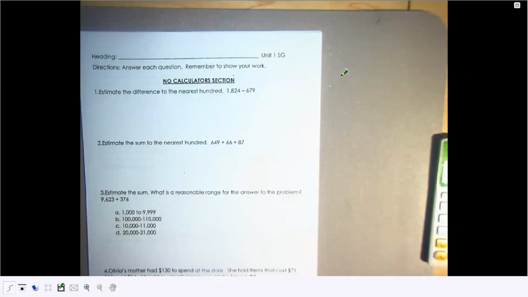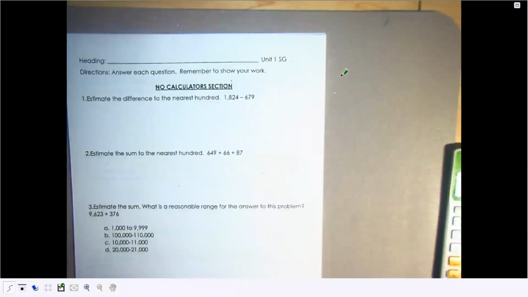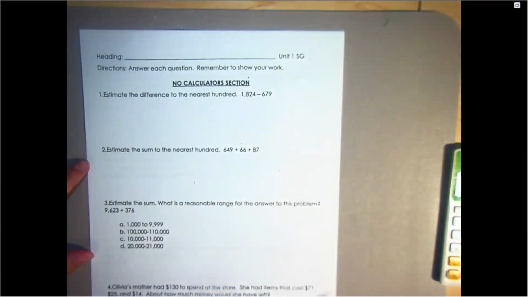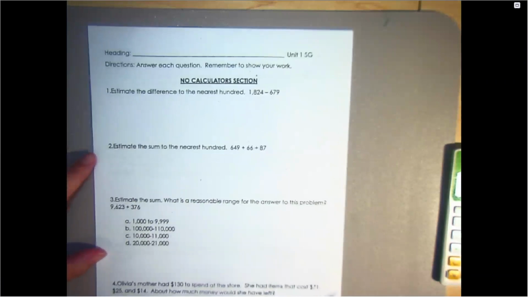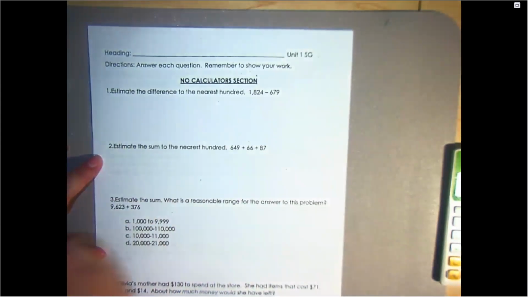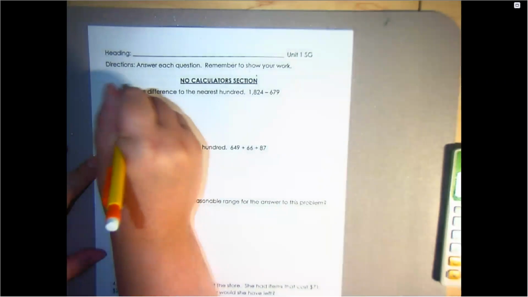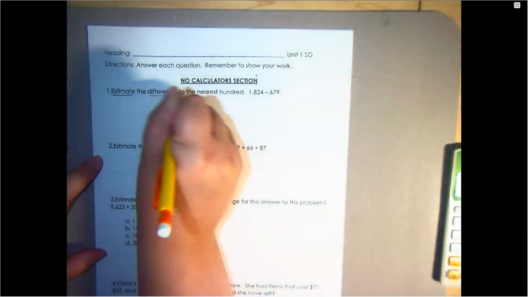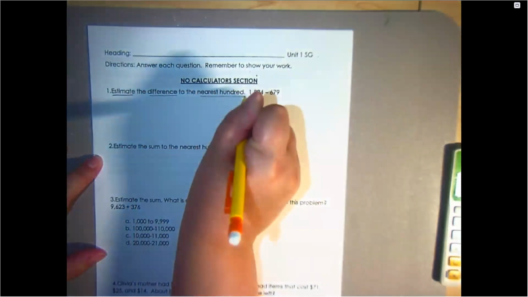And I'm going to pull up my document camera, and now you should be looking at the Unit 1 study guide. Directions: answer each question. Remember to show your work. Number 1, estimate the difference to the nearest hundred. Keywords in this question are estimate, difference, and the nearest hundred.